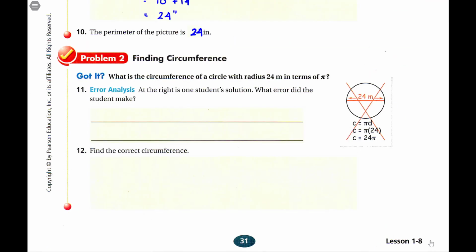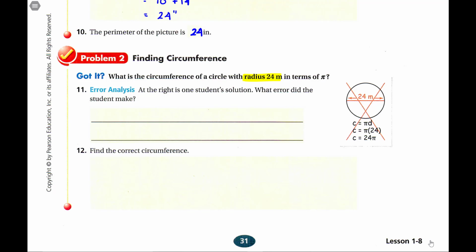For our second example, we're going to find circumference. With this particular problem, we're given an example of student work, and we're going to determine where the mistake was made. When we read the question, it says, what is the circumference of a circle with radius 24 meters in terms of pi? When we see in terms of pi, all that means is pi will be part of our answer. We're not going to multiply out by 3.14, which is an approximation of pi, or by using pi on the calculator. We just leave our answer in terms of pi.